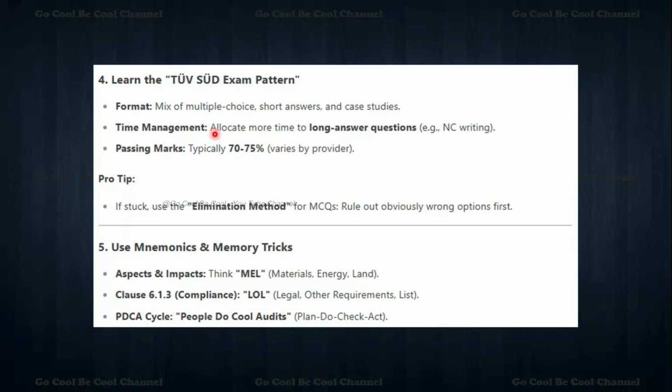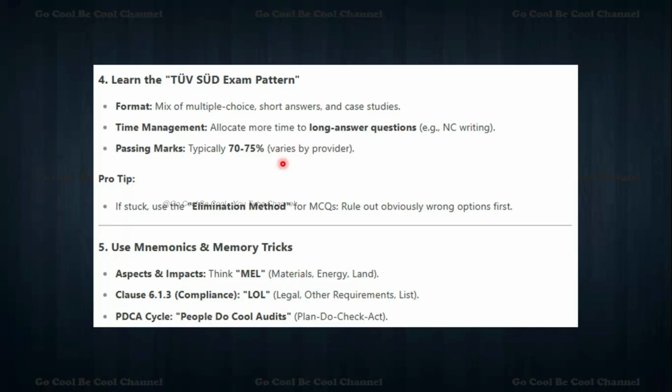Because if you start from the last one, there are 15 marks, so 45 marks we can surely get by writing the ISO clauses and everything. Then the 2 mark and 4 mark questions will be very useful to you. Passing marks, yes of course, 70 to 75% we have to get.